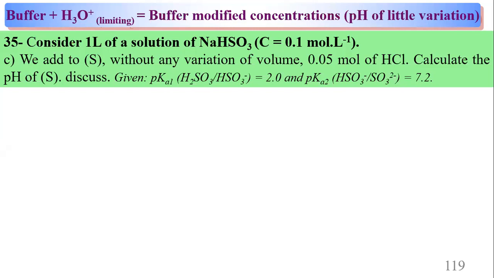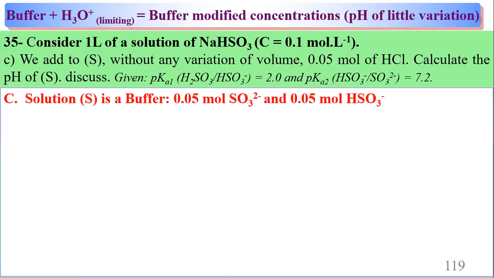Okay, sorry, I did something here. It was still recording. So what were we doing here? We had the buffer that we just formed in the previous part, and they considered that solution S, which was the buffer already formed. Without change in volume, we're going to add 0.05 mole of HCl. Calculate the pH of a new solution, actually it should be S prime here, and discuss.